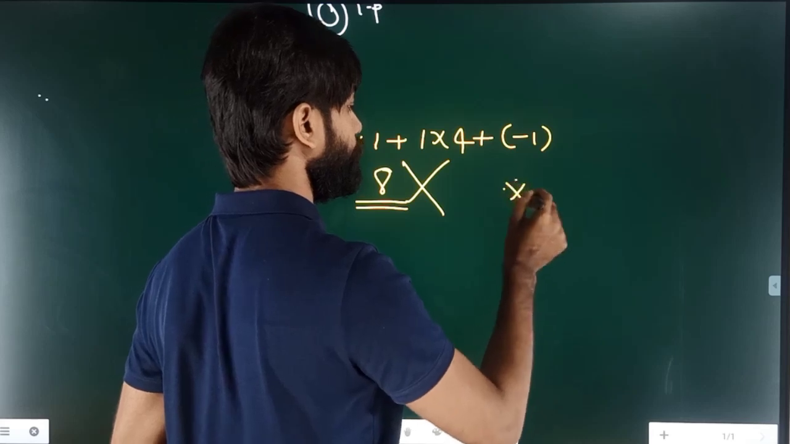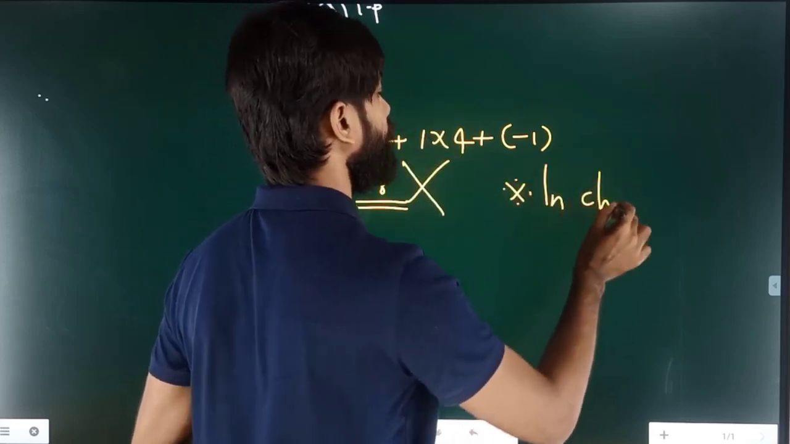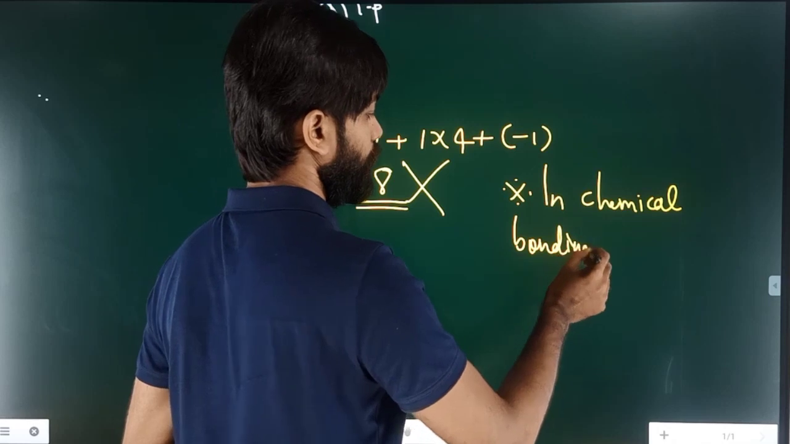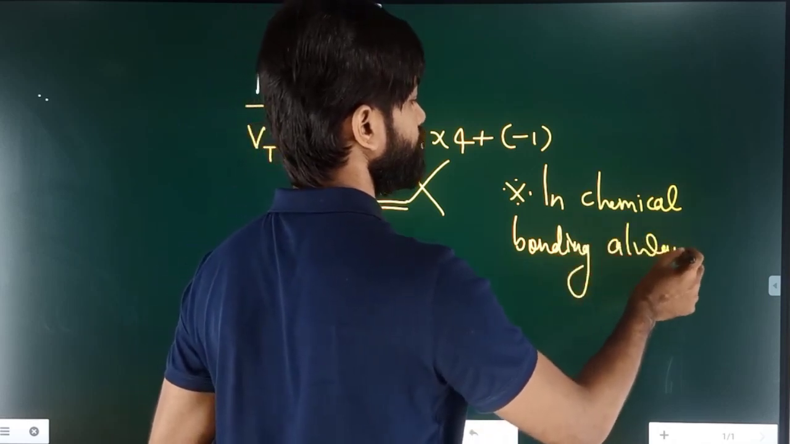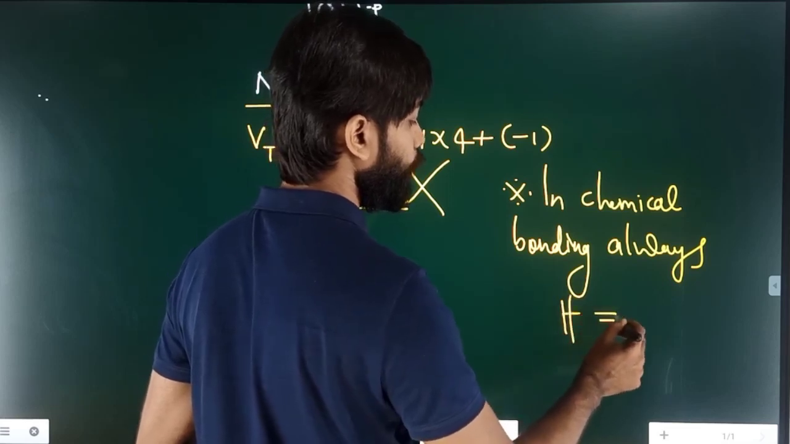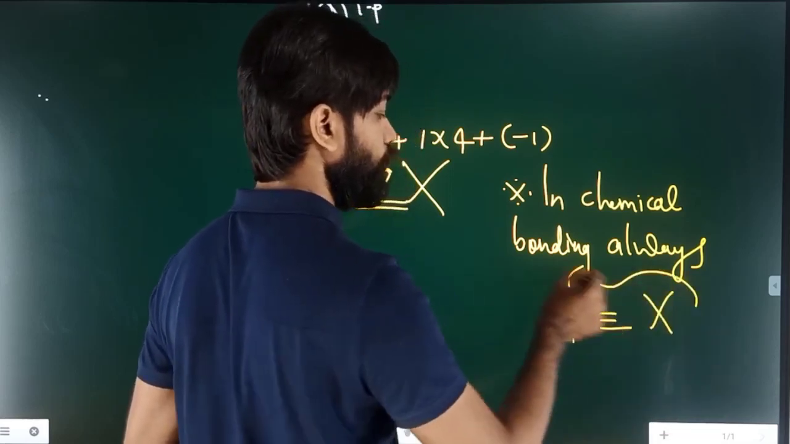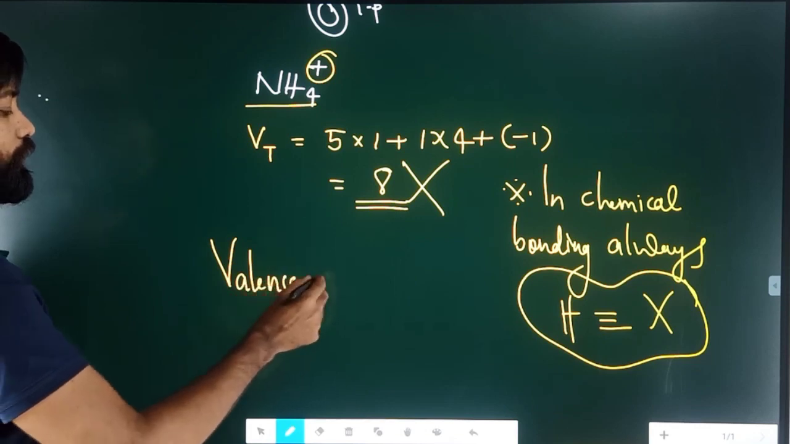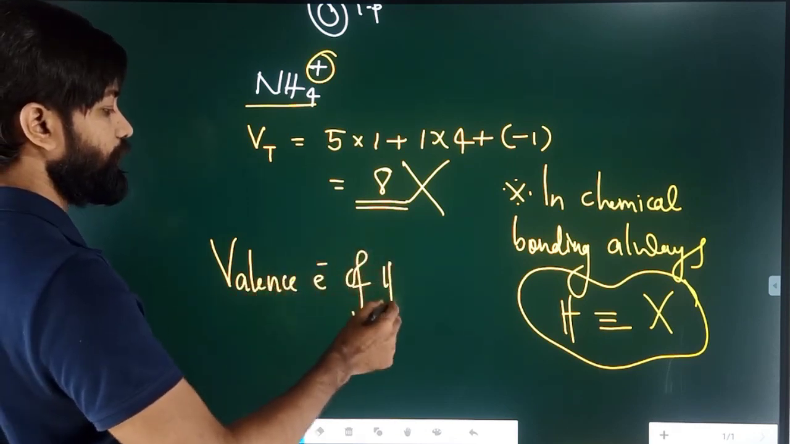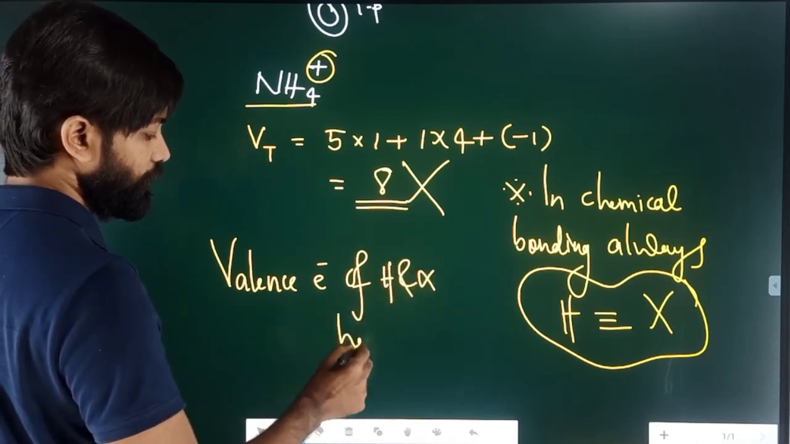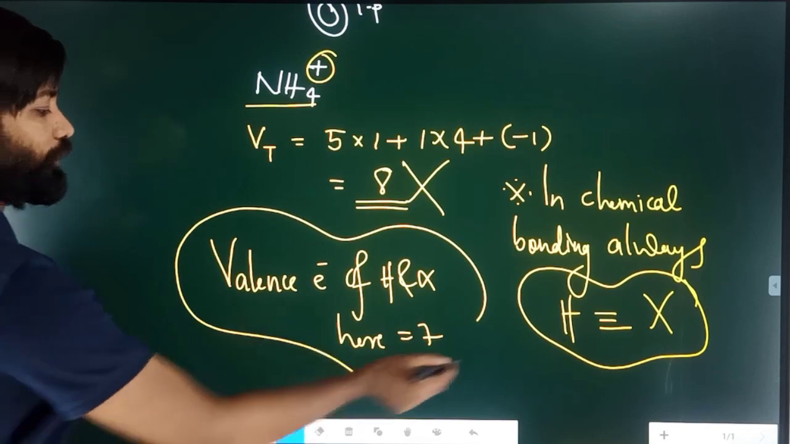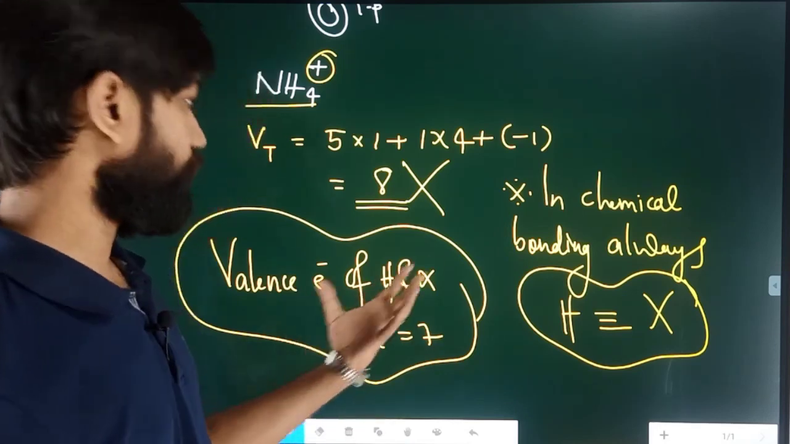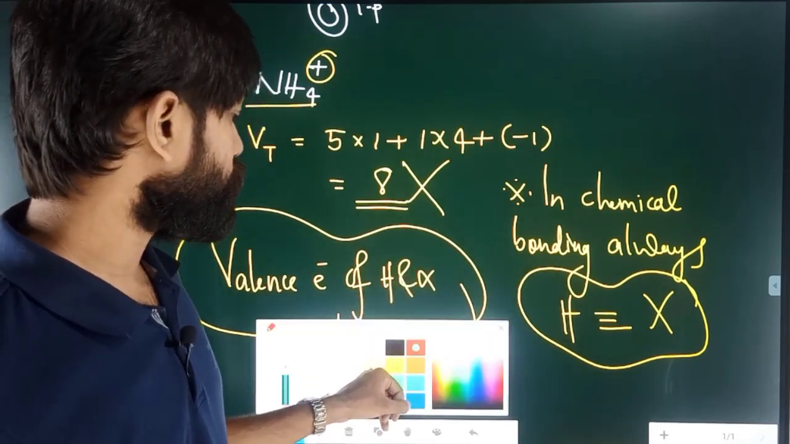Listen, that's a very important point for this trick. In chemical bonding, always hydrogen is equivalent to halogens. That means the valence electron of hydrogen and halogen here is equal to 7. That's a very important point. So in this trick, you have to supply the valence electron of hydrogen and halogen as 7. We already supply halogen as 7, but you have to supply hydrogen also as 7.